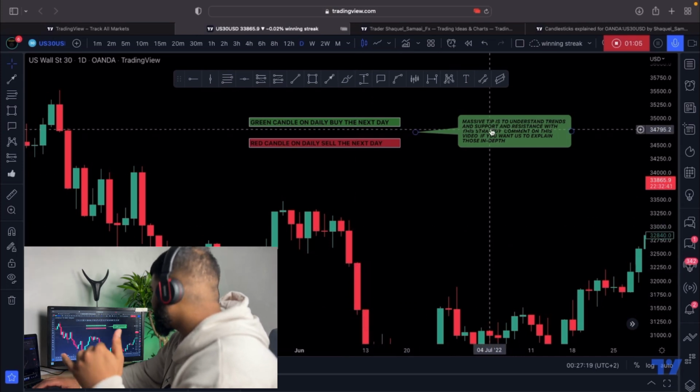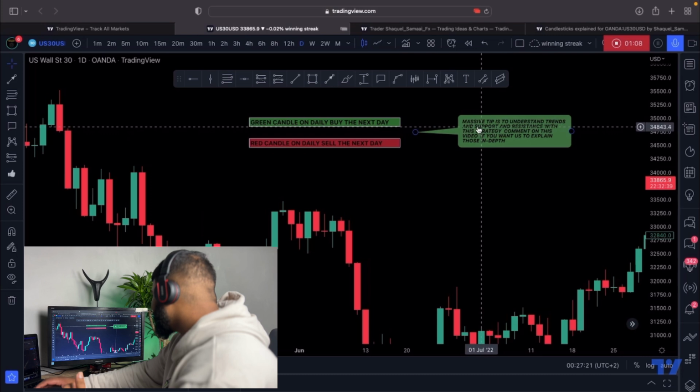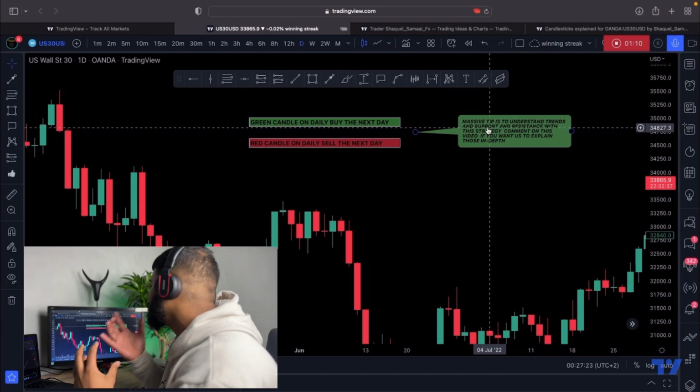Now, a massive tip is to understand trends and support and resistance with this strategy.